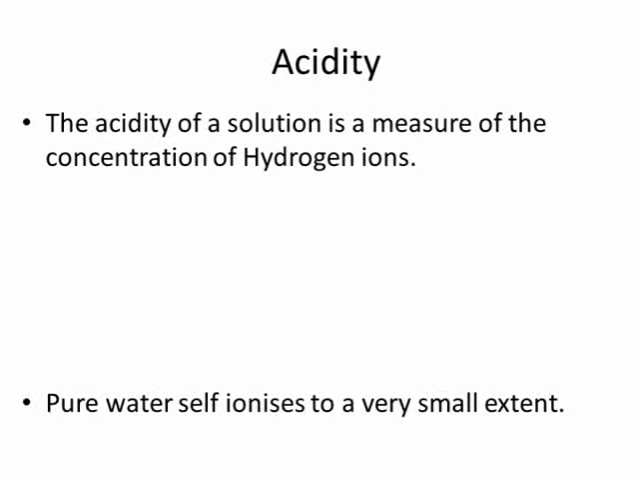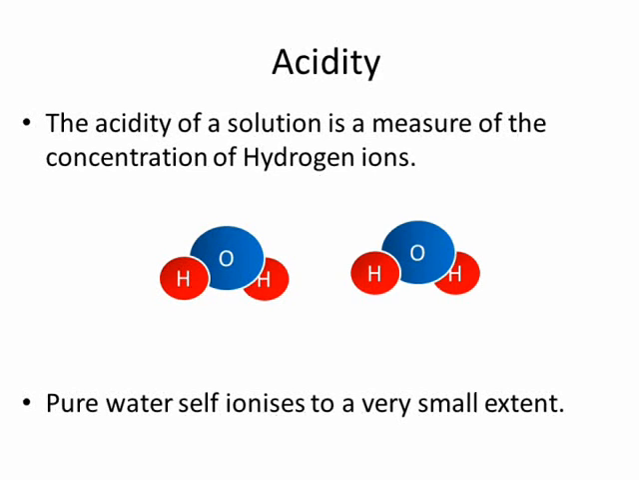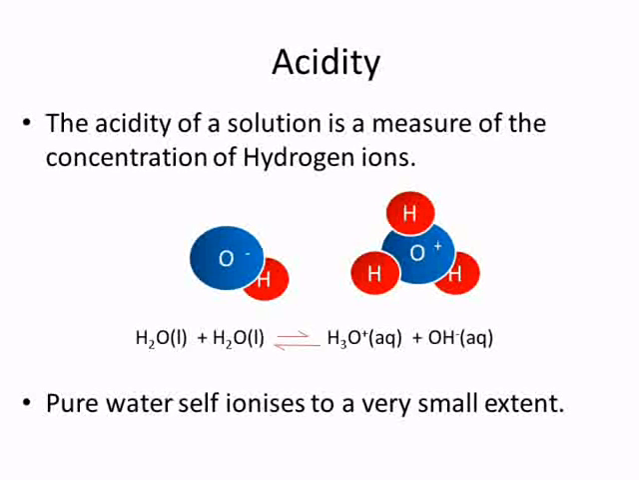Water has the ability to self-ionize, only to a very small extent. So if we have two water molecules, what tends to happen is that one hydrogen ion moves from one water molecule to another, giving us an H3O plus and an OH minus. We can represent this in an equation as written on the screen.